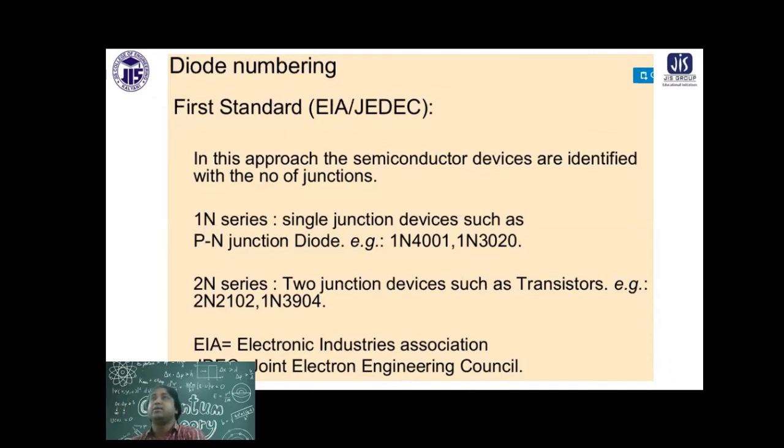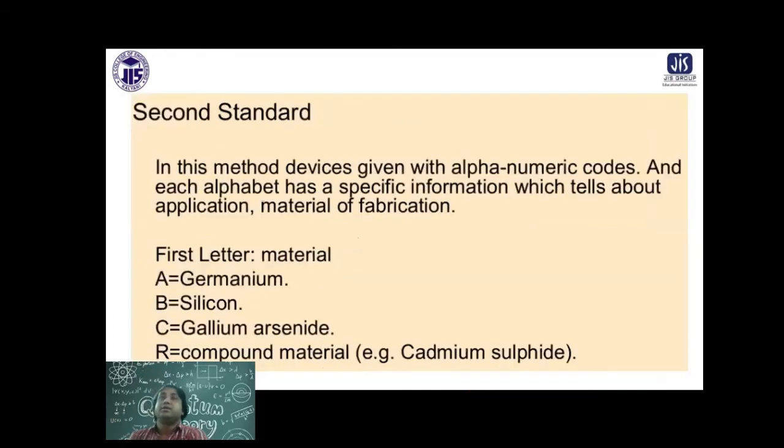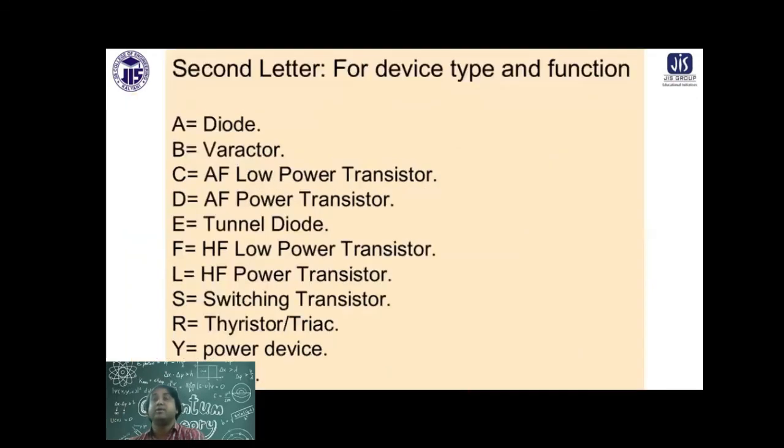These are some of the diode series. The 1N series is a single junction device. The 2N series has two junction devices such as transistors. Transistor is a different story, not included in our course here. Electronics industry standards: a second standard is there also. A for germanium, B for silicon, C for gallium arsenide, a compound semiconductor. R is also there, like gallium sulfide, a type of semiconductor.